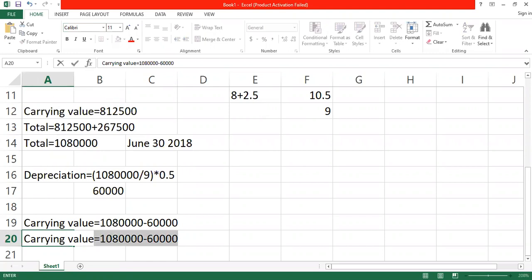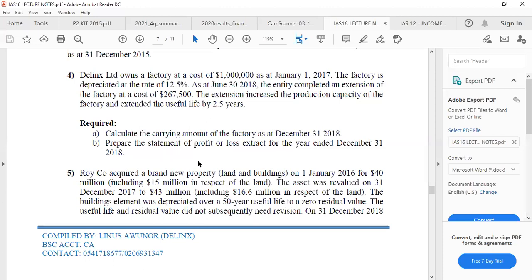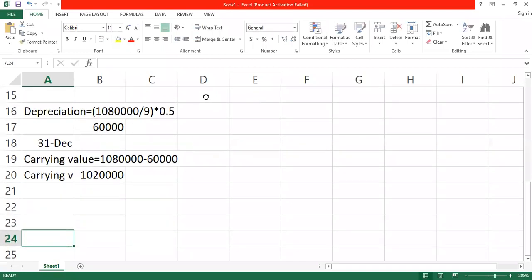as at December 31. All right. What is the next question? Extract of P&L and balance sheet. Okay. So P&L, what item will go to P&L? Depreciation. So profit or loss extract. Don't go and say profit and loss. You can't make profit at the same time loss. So it's profit or loss. All right.